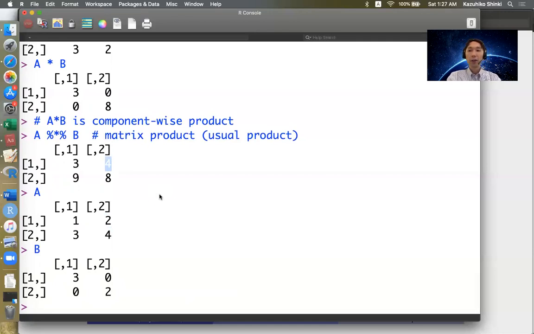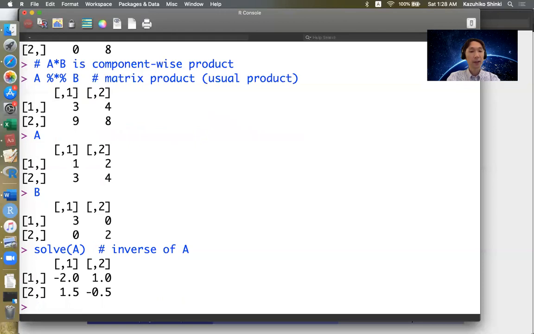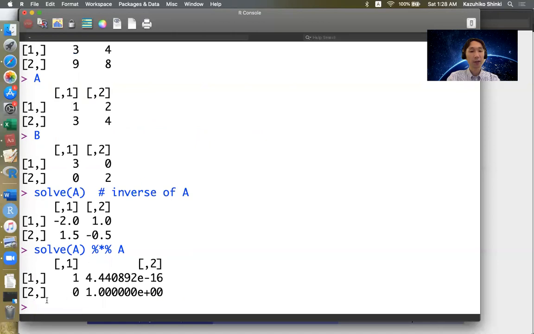Okay, so division. We don't have matrix division, but we have the inverse matrix. The inverse matrix is obtained by the solve function. Solve of A is the inverse of A. So the inverse of A is negative 2, 1, 1.5, negative 0.5. So that means solve of A, matrix product A, becomes the identity matrix. That is 1, 0, 0, 1.